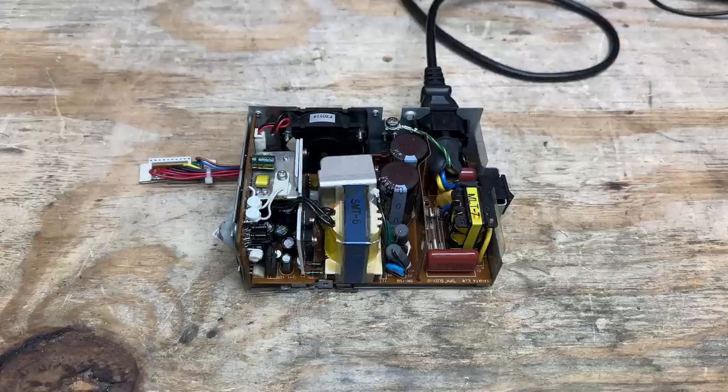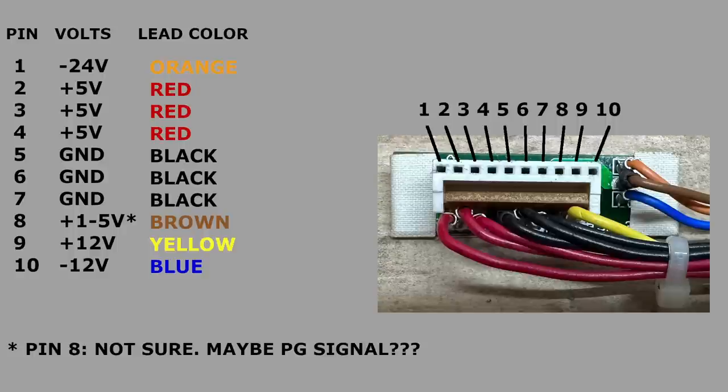I'm gonna go ahead and read the voltages off that connector and try to get a crude pin out. Okay, here's what I was able to suss out on that connector. I'm still not completely sure what pin 8 is doing. It seems to go between 1 and 5 volts, so it may be this power supply's equivalent of the PG or a power good signal on standard AT power supplies. But this should be enough for me to do a load test.